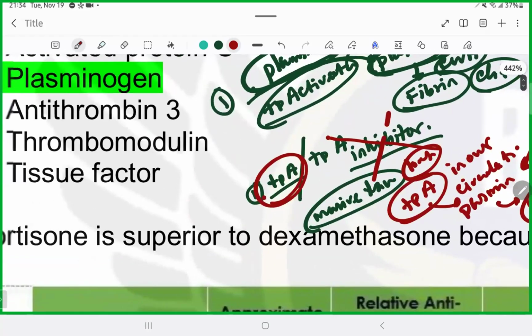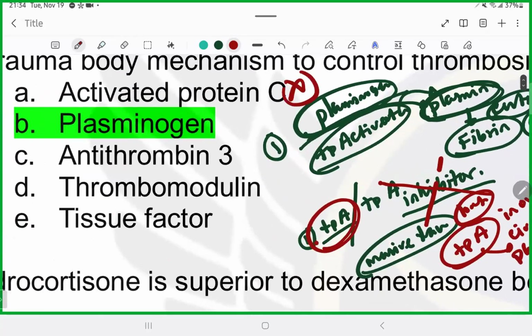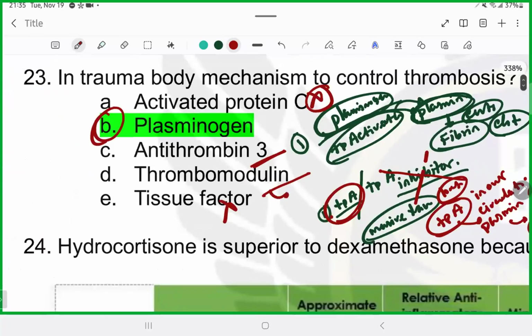Okay, so in trauma, the body's mechanism to control thrombosis all over the body, that is plasminogen. Activated protein C? No, activated protein C works in a different way. Antithrombin 3? No. Thrombomodulin? We all know it from our coagulation class. Tissue factor? No. Just remember this one, plasminogen.